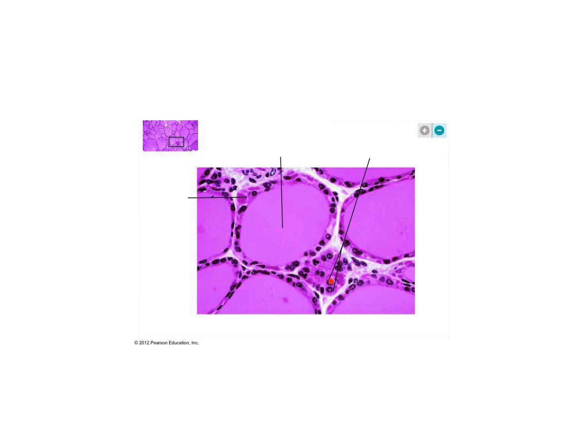Now let's look at these cells. These cells are in between the follicles. These are known as the parafollicular cells. They're also known as C cells. The C stands for clear cells. And these cells produce calcitonin, which is a hormone that will lower your blood calcium levels.